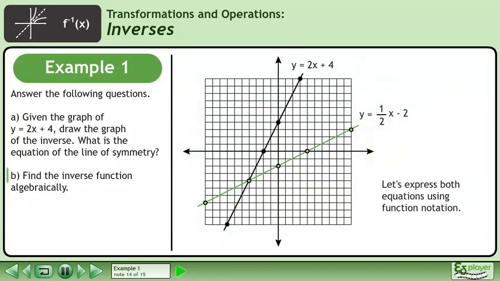Let's express both equations using function notation. The original equation can be written as f of x equals 2x plus 4, and the inverse can be written as f inverse of x equals 1 over 2x minus 2.